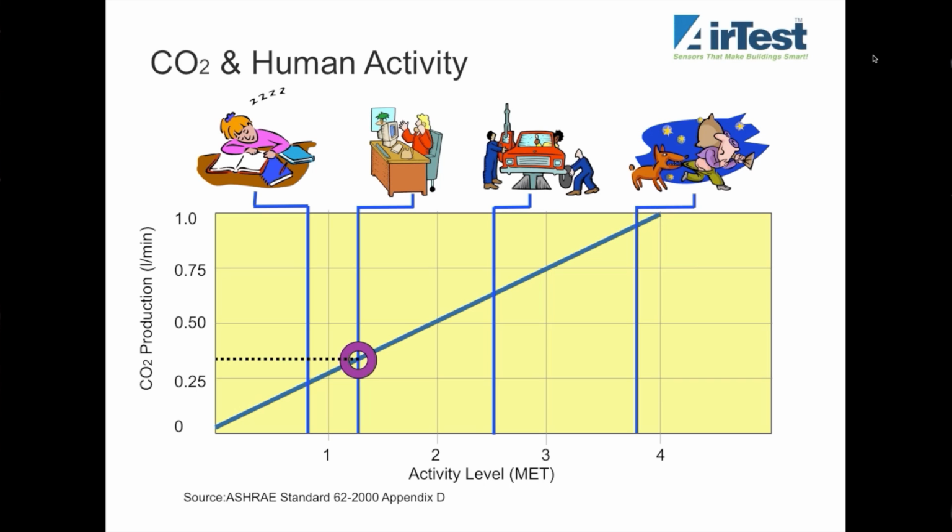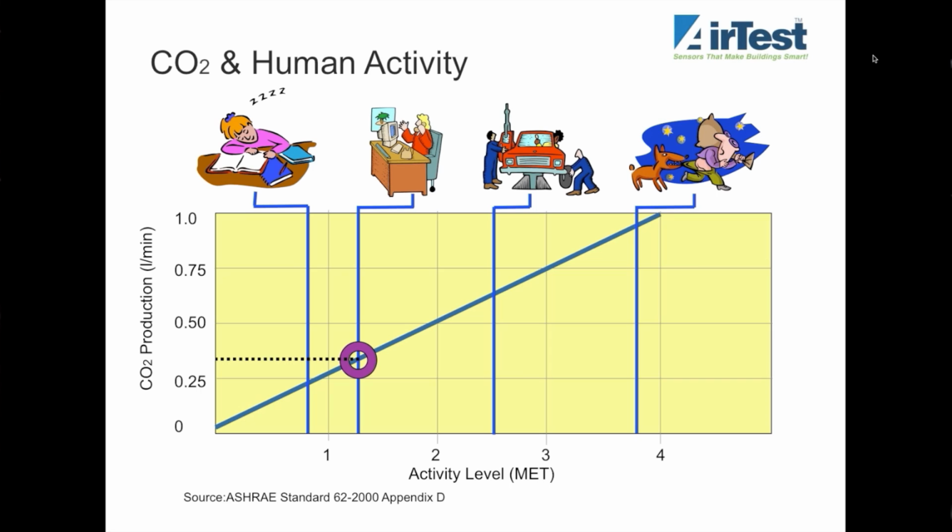And that's true of people ranging in age from about 11 to 65, male and female, plus or minus about 20%. So what that means is that in a space, if you double the number of people, you'll double the amount of CO2 produced. And that's really the fundamental principle behind using CO2 for ventilation control. In one way, it's a way to count people.